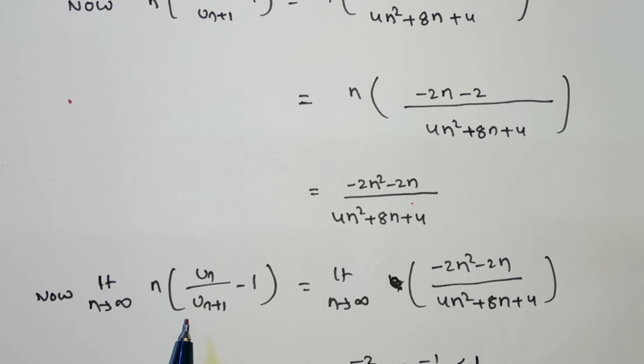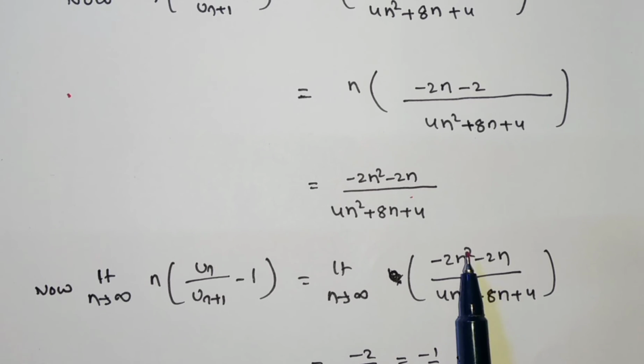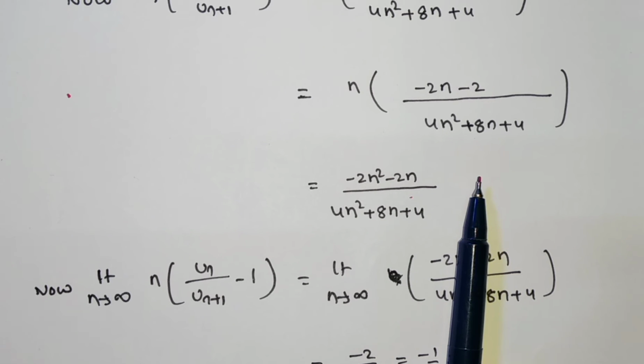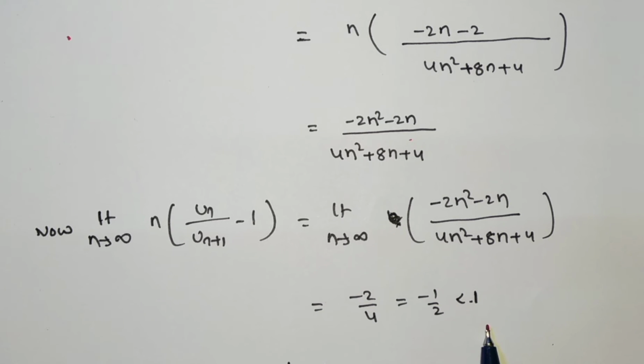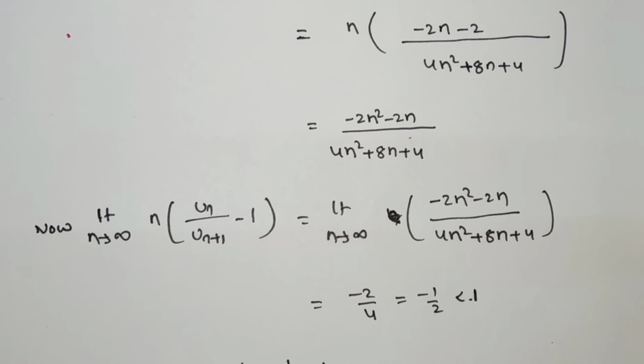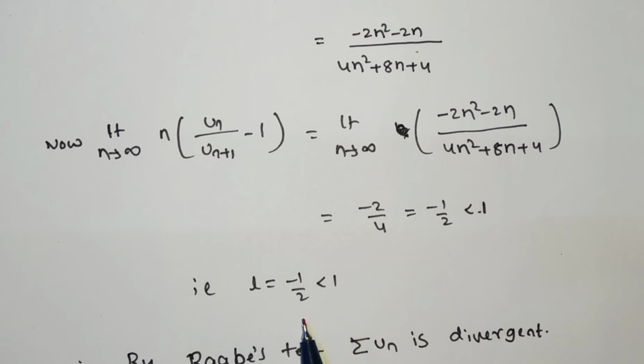Now the limit as n tends to infinity of n into un by un plus 1 minus 1 is equal to the limit as n tends to infinity of this one. We are just taking the limit on both sides. Again you observe the numerator's highest term is n square, and the denominator's highest term is n square only. So as n tends to infinity, the limit is minus 2 by 4. Yes or no? Only the coefficients. Minus 2 by 4 is minus 1 by 2, which is less than 1. That is, L is equal to minus 1 by 2, less than 1.